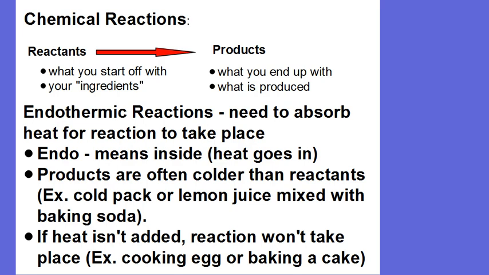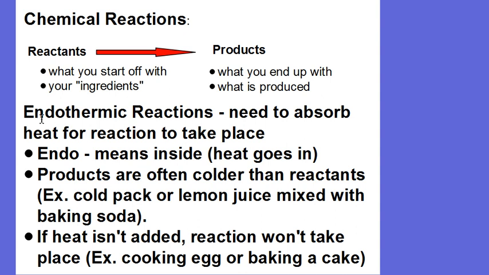So when you have a chemical reaction, in general what's happening is you start off with some reactants. This is what you start off with, your ingredients, whatever you're mixing together to see if something's going to happen. And what you end up with is your products. If a chemical reaction has taken place, the products are going to be different than the reactants. You will have made at least one or more new things. The products are what you end up with. It's what is produced.